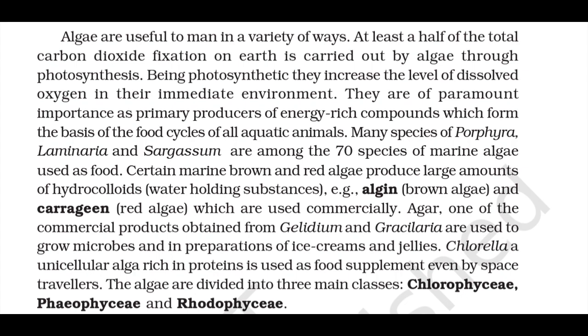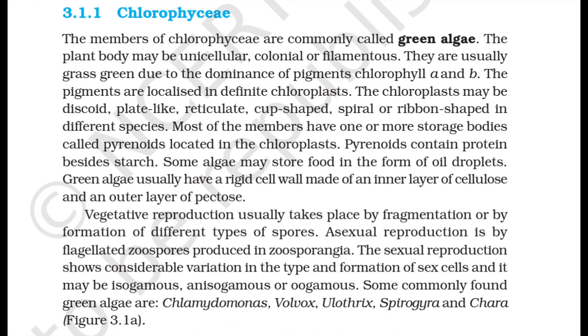The algae are divided into three main classes: Chlorophyceae, Phaeophyceae, and Rhodophyceae. 3.1.1 Chlorophyceae. The members of Chlorophyceae are commonly called green algae. The plant body may be unicellular, colonial, or filamentous. They are usually grass green due to dominance of pigments chlorophyll a and b. The pigments are localized in definite chloroplasts. The chloroplasts may be discoid, plate-like, reticulate, cup-shaped, spiral, or ribbon-shaped in different species. Most of the members have one or more storage bodies called pyrenoids located in the chloroplasts.